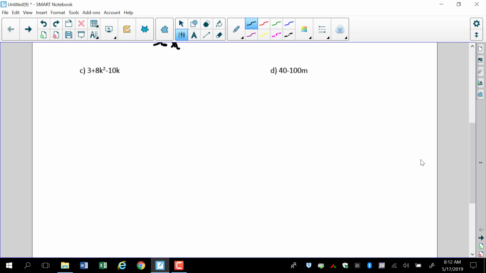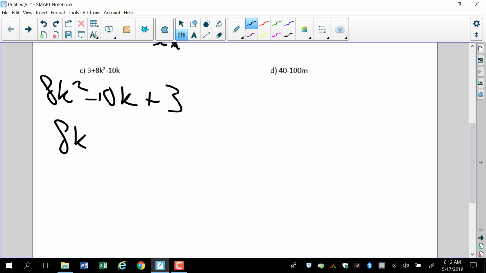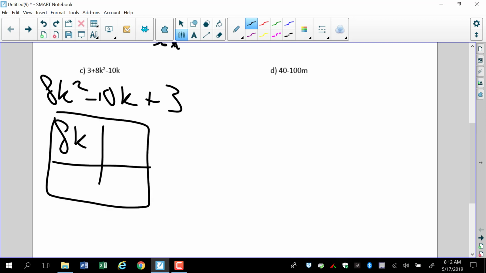What if they draw it in a different way? So you do something like this and it's drawn in a different way. Just rewrite it as 8k squared minus 10k plus 3 if it helps. We still have the middle term with the k in it. And you still get 8k plus 3, which gives you 24k squared.